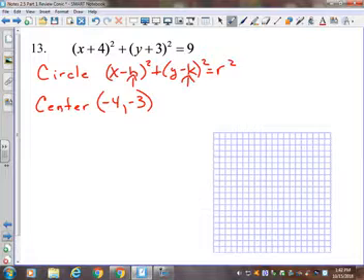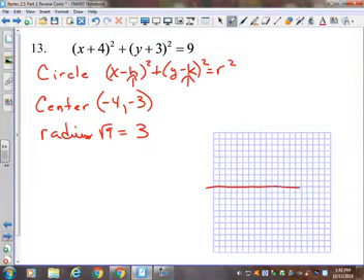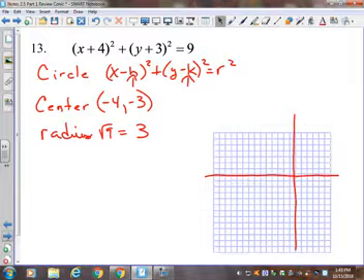Then all you have to do to find the radius is square root the number on the end of the formula. So the square root of 9 is 3. And that's pretty simple. Since -4, -3 is in quadrant 3, I think it would be behooving to us to put it a lot more quadrant 3, and maybe even a little bit higher up than that, so that we make sure that we have enough quadrant 3 to go out 3 in all directions.